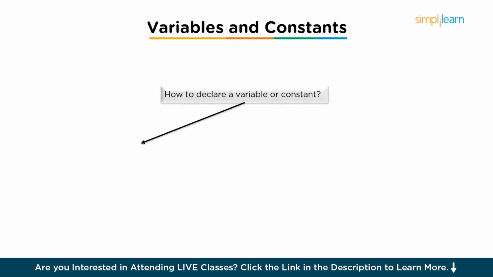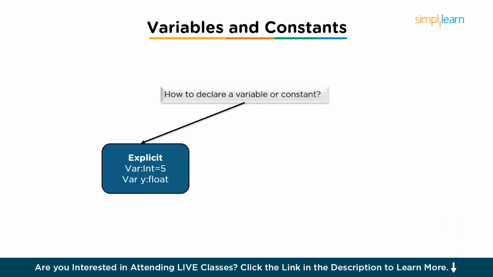Explicit declaration. As the name suggests, with explicit declaration, we are very clear and specific about the type of data we want to store. For example, we use var to declare a variable. If we write var x: Int = 5, we are saying I want to create a variable named x. It will hold an integer value and its initial value is 5. Similarly, var y: Float declares a variable named y that will hold a floating point number.